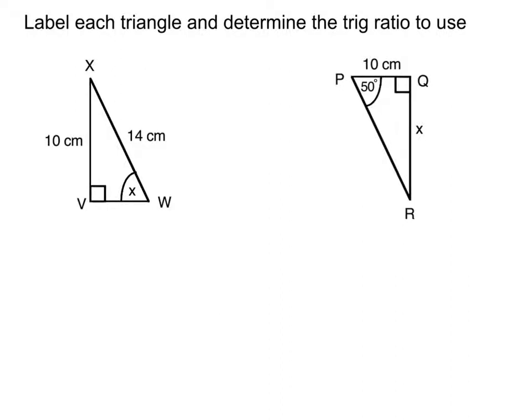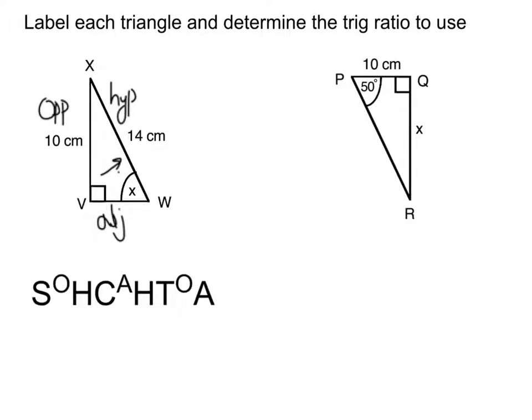In this video, we're going to label each triangle and then work out which trig ratio we have to use. So for the first triangle, XVW, the first thing I do is label the triangle. Here is my angle, X. The side opposite I'm going to label op. The longest side, which is opposite the right angle, is the hypotenuse, so I'm going to label that hype. And the last side is therefore adj.